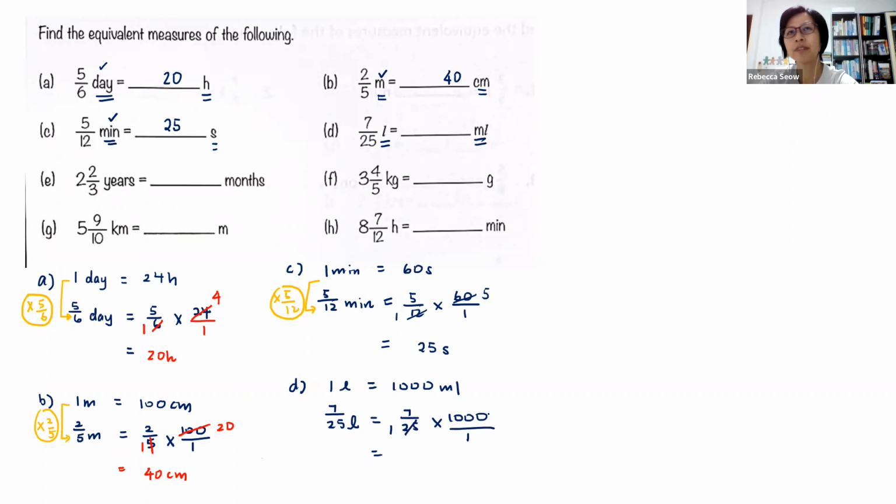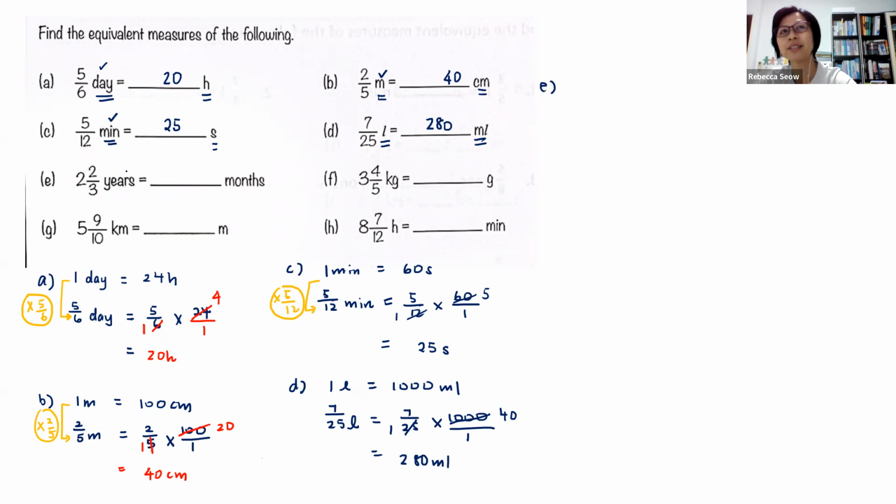Divide by 25, I get 1. And 1,000 divided by 25, I will get 40. So 7 times 40, 280 milliliters. Moving on to the last 4 questions. Now I'm dealing with mixed numbers.